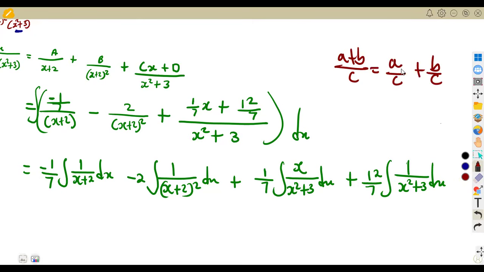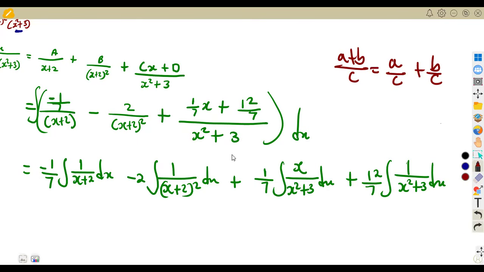plus b over c. So this fraction here, we're going to separate over this denominator. So it's going to be this over the denominator, but we have to take the 1 over 7 out of the integral. And it's going to be this over the common denominator, which is what? X squared plus 3. But we have to take the 12 over 7 out of the integral like this. So that is what you were supposed to have at the end.